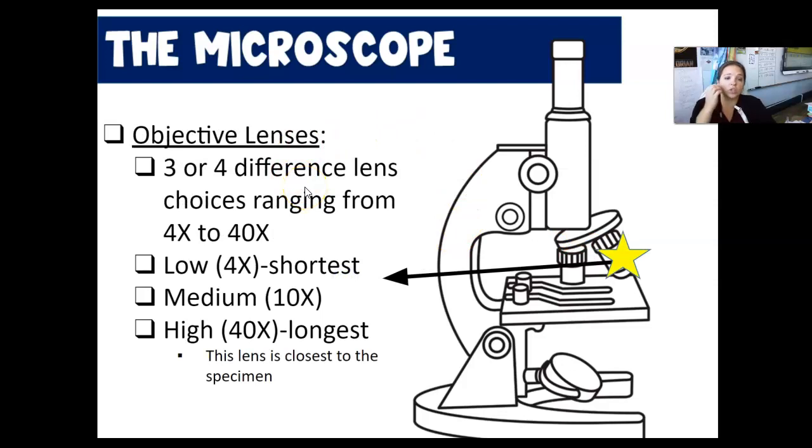Those objective lenses, there's 3 or 4 different lens choices, which range from 4 times to 40 times. The lowest or the shortest is 4 times, medium is 10, and high is 40, the longest. This lens is closest to the specimen, and it gives you a bigger point of view in a smaller field.